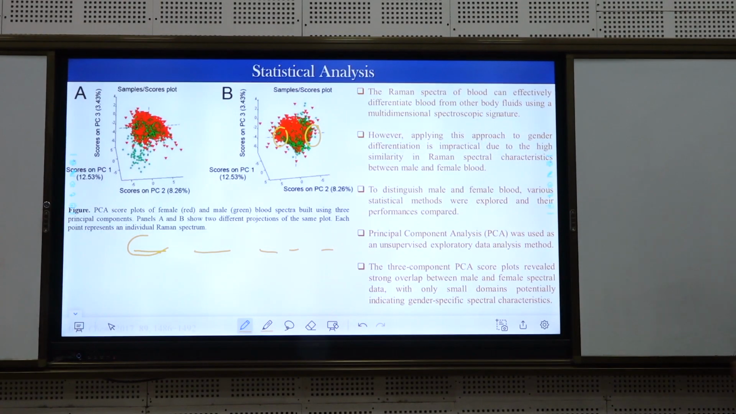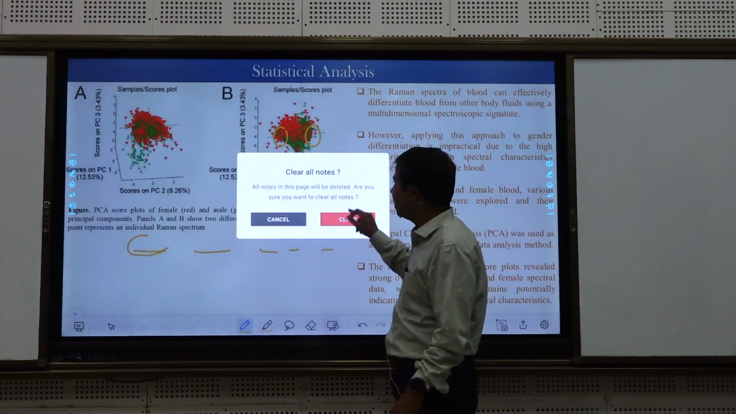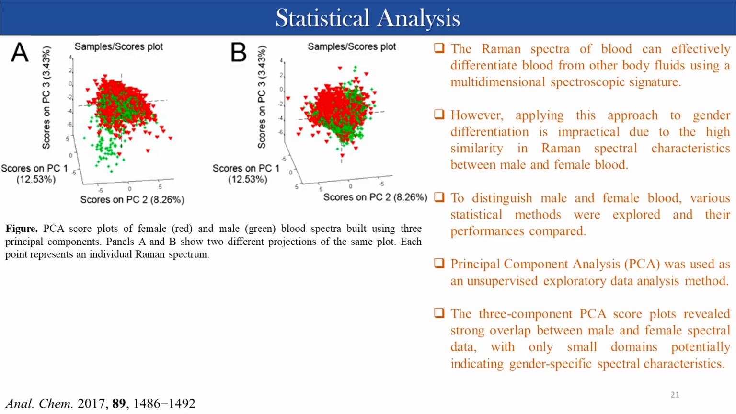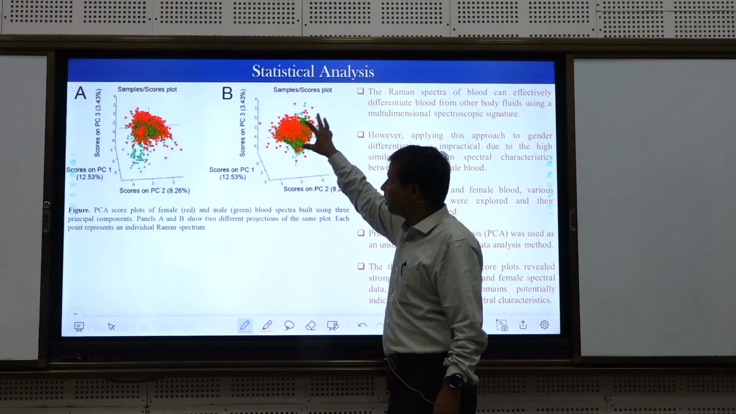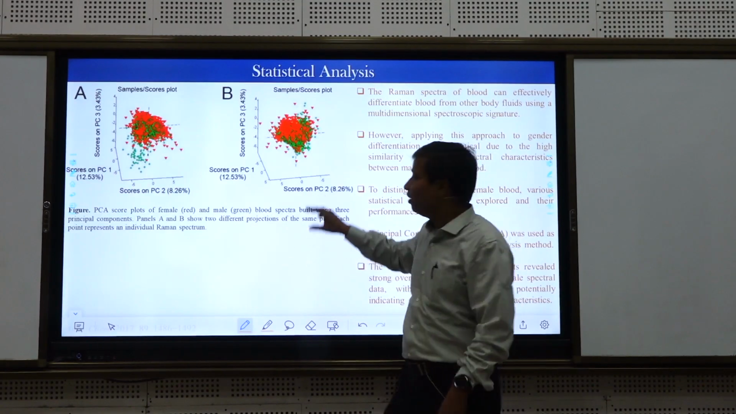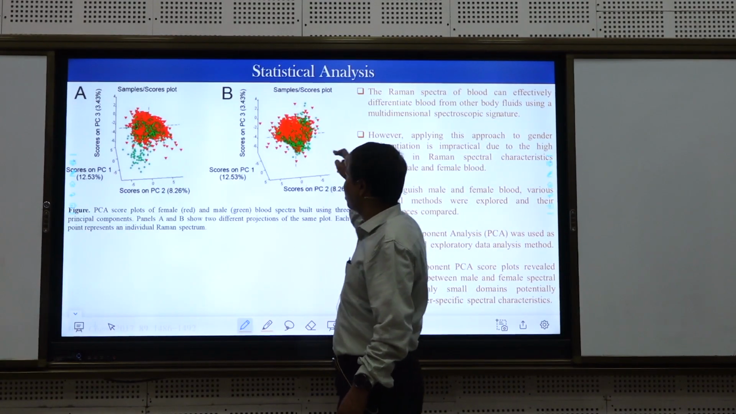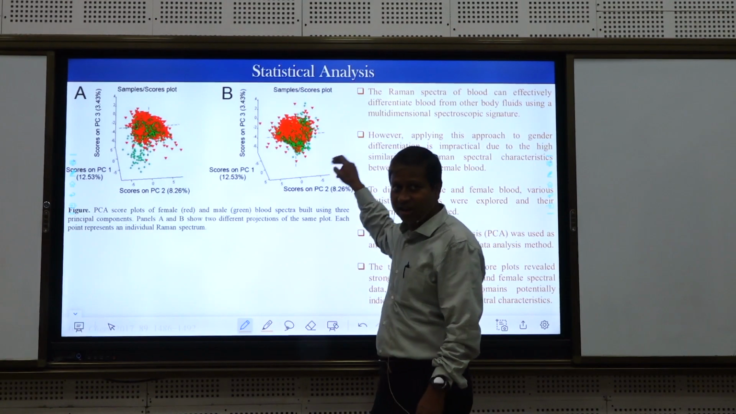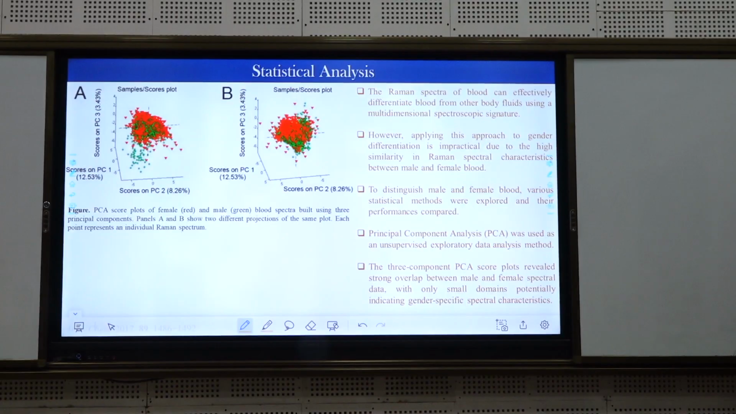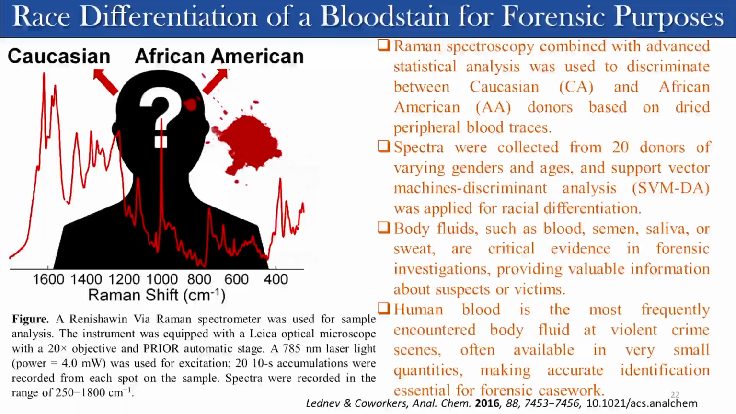And statistical analysis says that for male or female, this red one is probably female, male and female, their spots are almost in the same place. So it is not distinct. If red is here and green is here, then you can tell it is distinct. So this is not distinct, so it is difficult to do separation based on this data.